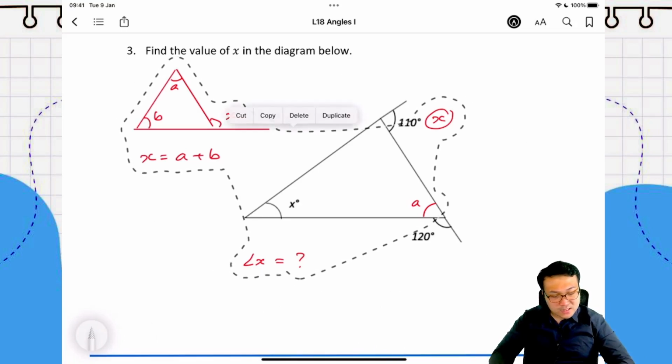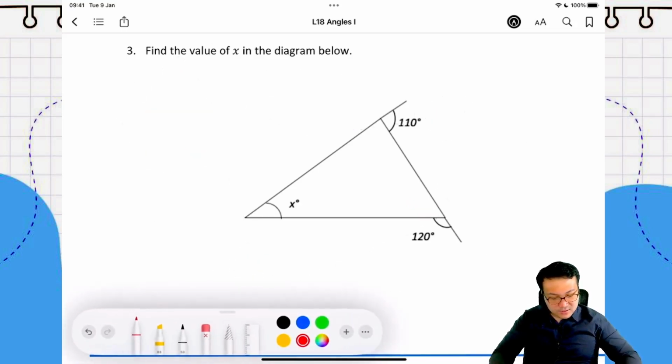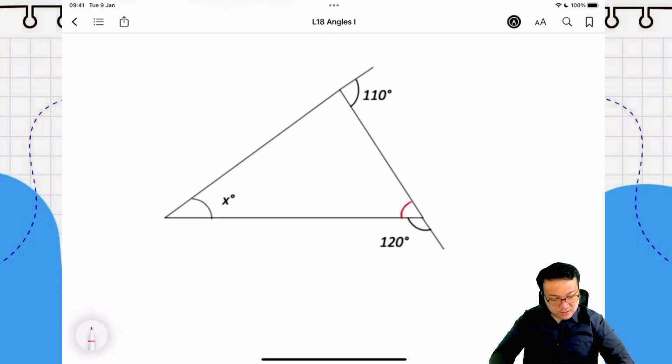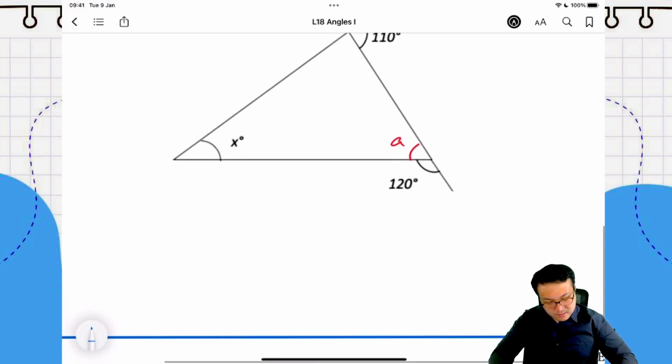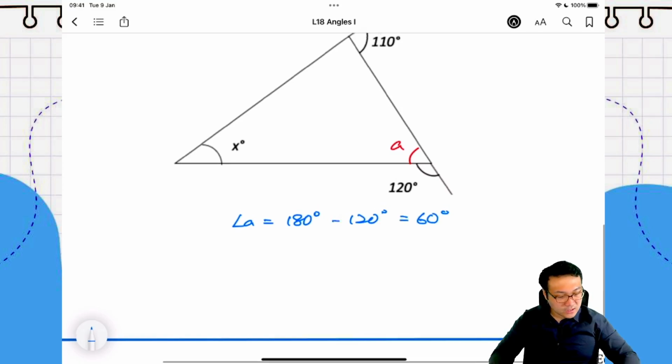So students, you see, there are different approaches you can take. But which one is the fastest? You ask yourself which one is the fastest, okay? Try to use the faster approach. So let me find angle A first. So I found angle A.